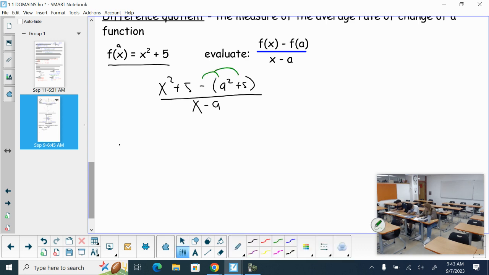We distribute our negative sign through. We have x squared plus 5 minus a squared minus 5, over x minus a. Nice thing about constants is they cancel out with the difference quotient. So these are gone.